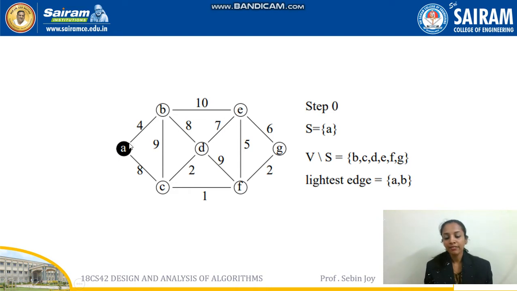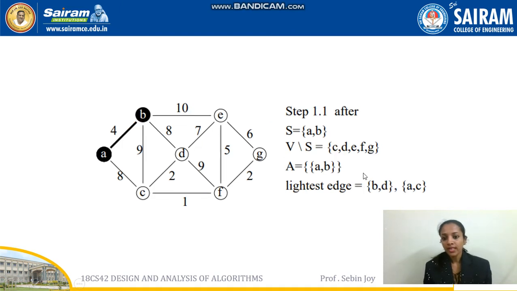And here we look at the edges outgoing from A, the edges associated with A, and find the one having the least weight. Here there are two edges, 4 and 8, and the least is 4. So 4 is the lightest edge here. That will be added to the lightest edge set. So AB is added, and AB is included in the minimum spanning tree.